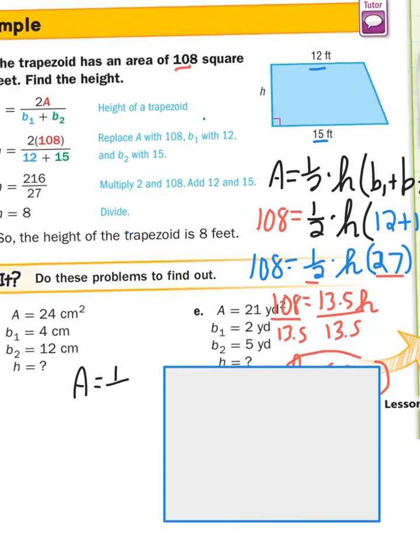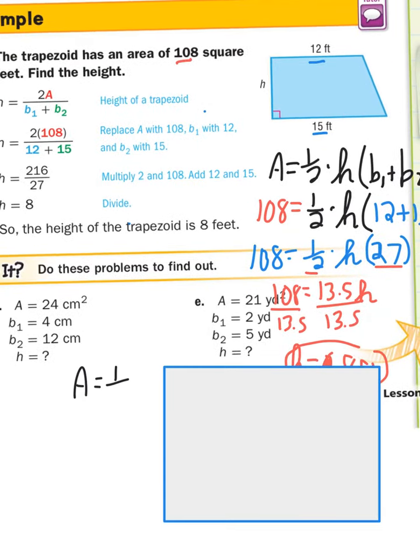All right, so let's see how you did. I'm going to go through problem E, and I'm going to do all the work in this nice little gray box because my work is getting kind of sloppy here. So let's start us off. The formula is area equals half times height times base 1 plus base 2. And I'm going to substitute.